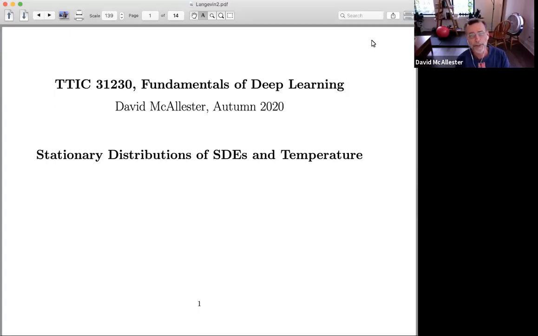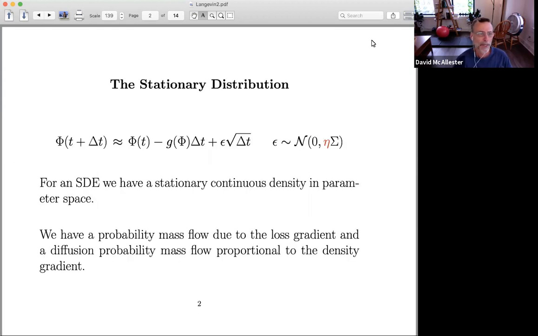Hello. In this unit, we're going to continue the analysis of stochastic differential equations, and we're going to calculate some stationary distributions of the SDEs that come out of stochastic gradient descent. And that's going to give us a clearer understanding of what it means to talk about the learning rate acting as temperature.